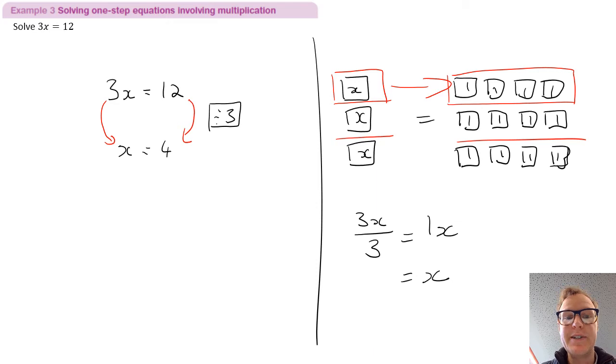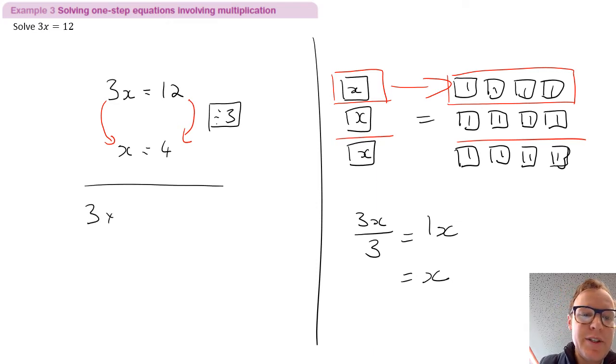And I can check my answer. Once again, I always check my answer. I'm substituting in, taking my x equals 4 and putting it in for the x. So that's going to be 3 times 4. 3 times 4 equals 12.